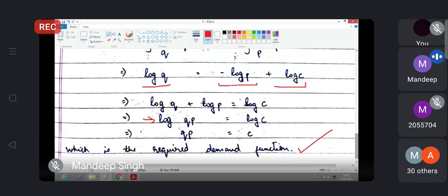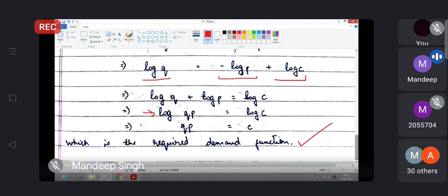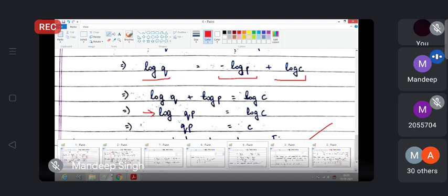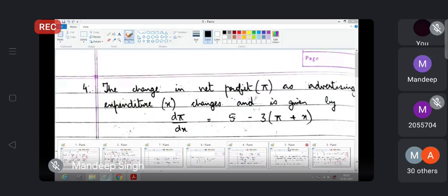qp is equal to c is the required demand function. This was the third question related to demand. Moving on to question number 4.